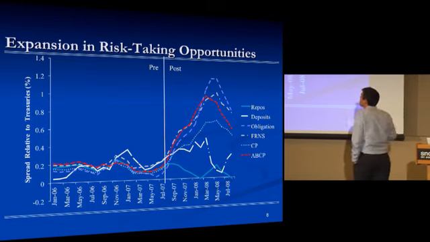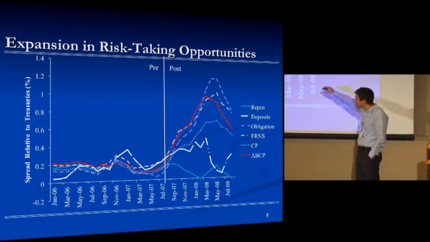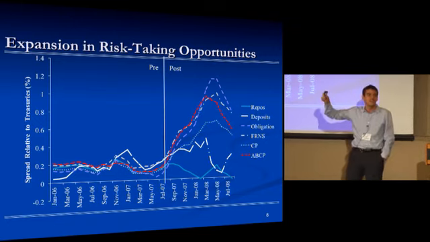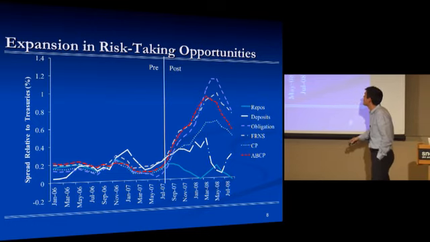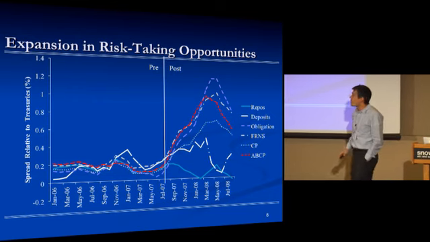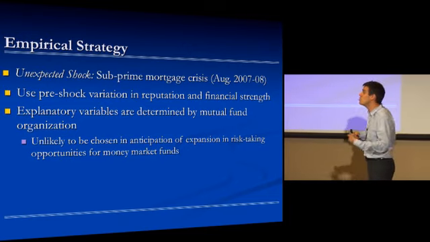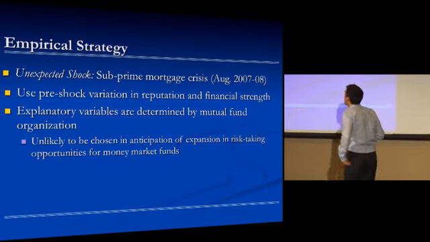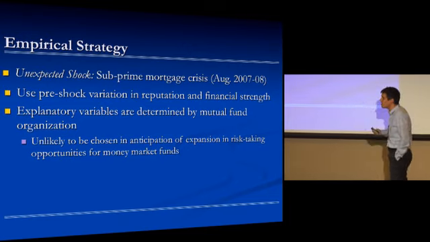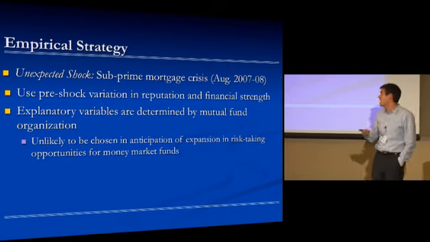And so in a sense, we think of this as an expansionary risk-taking opportunity. Before, a fund was pretty much restricted to this very narrow band of investing in risky assets. Now, all of a sudden, a fund has much more leeway in terms of investing in risky assets. Now, clearly, this shock is going to apply to all funds. So what we're going to do is use cross-sectional variation in reputation and financial strength in order to figure out the effect of this variable on actual risk-taking.